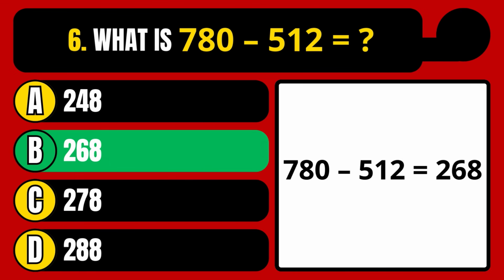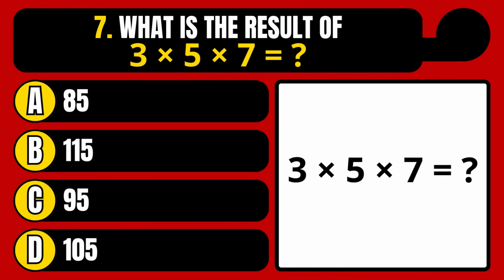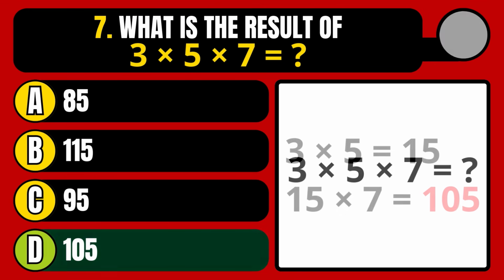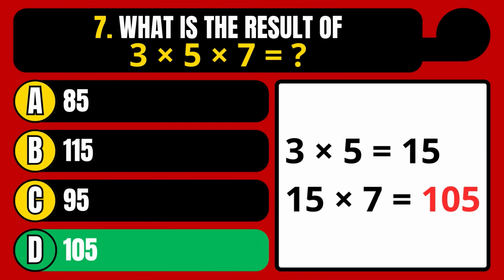The correct answer is Option B, 268. What is the result of 3 times 5 times 7? 85, 115, 95, or 105? The correct answer is Option D, 105.